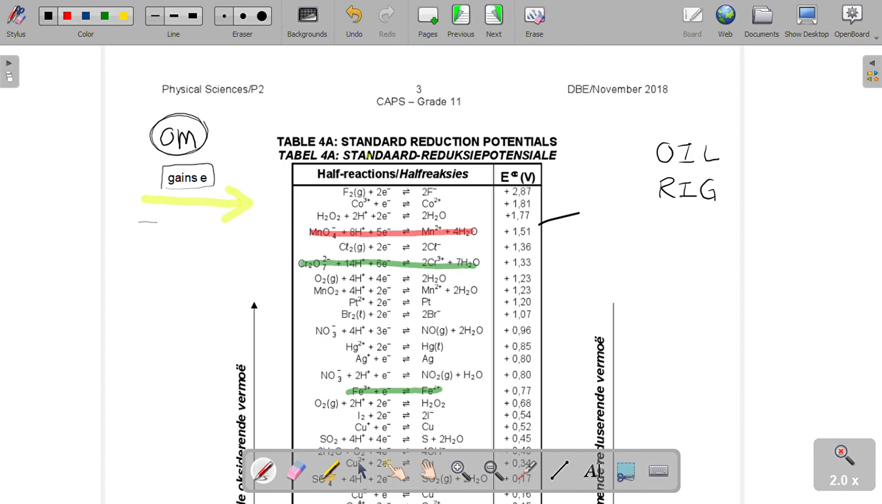Hy tel elektrone op and that reaction always takes place from left to right as that arrow indicates.